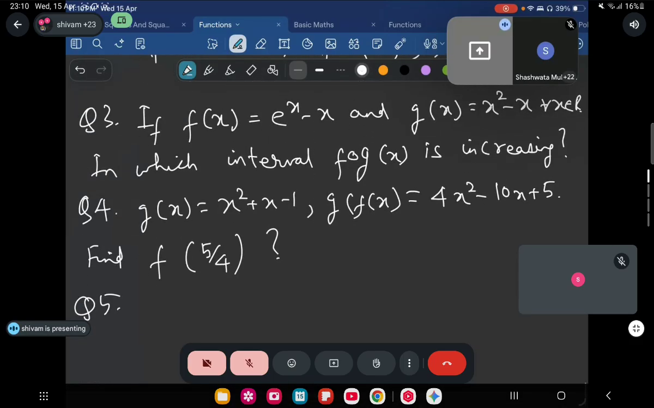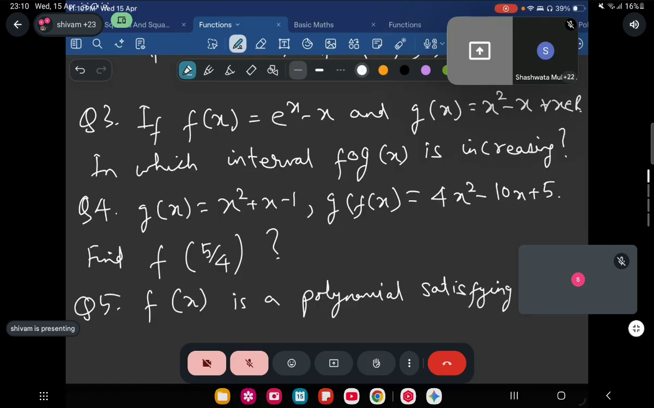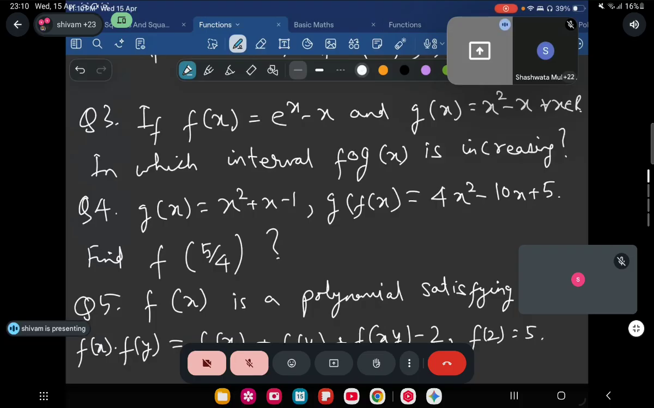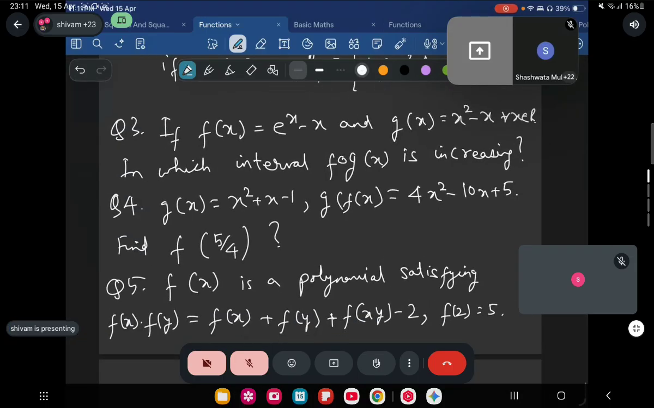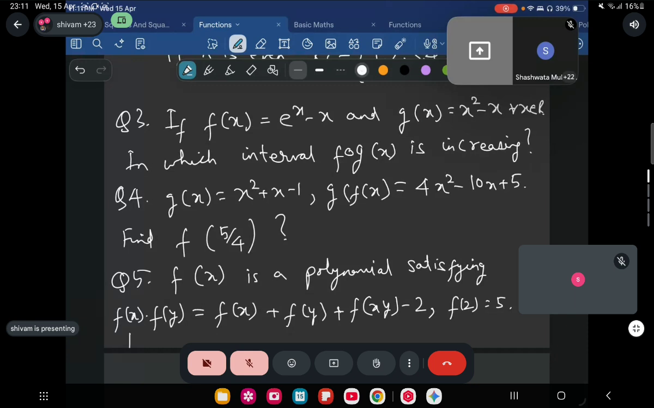Question number 5. f of x is a polynomial satisfying f of x into f of y is equal to f of x plus f of y plus f of xy minus 2. f of 2 is equal to 5. Find f of 3. Solve quickly.